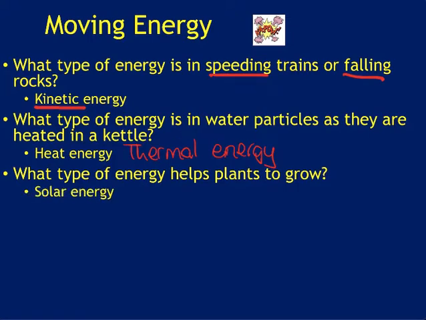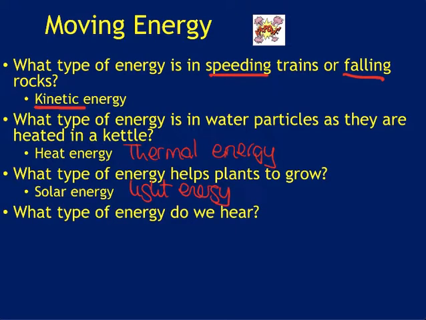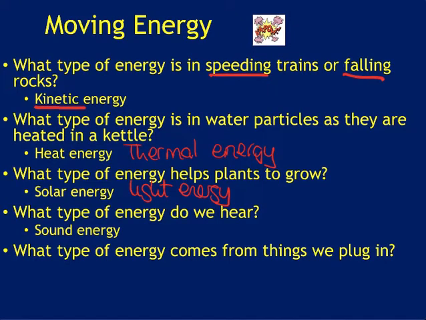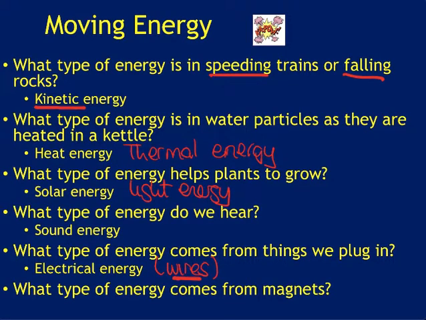The type of energy that helps plants to grow is solar energy, or occasionally it can be written as light energy. And the type of energy we hear is easy, that's sound, so it's all moving. These are all moving energies. Energy comes from things we plug in, so as soon as there are wires involved, doesn't matter what we're talking about, there is electrical energy, has to be there. So if initially it's coming from a battery pack, that is fine, but once you have any wires involved, that is electrical energy. And then magnets is magnetic energy.